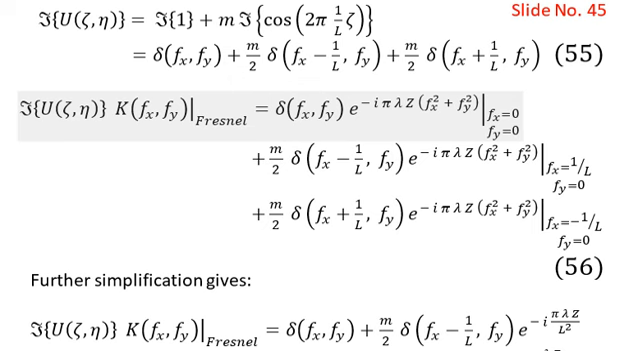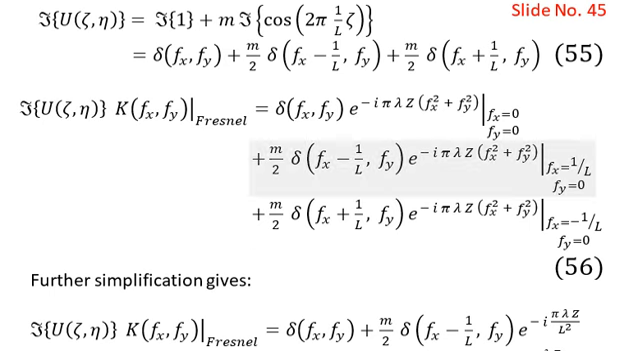For example, for the first delta function, in the first line we are using fx equal to 0 and fy equal to 0, and the product will be evaluated at these two parameters. In the second row, we shall evaluate at fx equal to 1 over L and fy equal to 0, and in the third row we shall evaluate the product at fx equal to minus 1 over L and fy equal to 0. So these are the three quantities that we have shown over here.